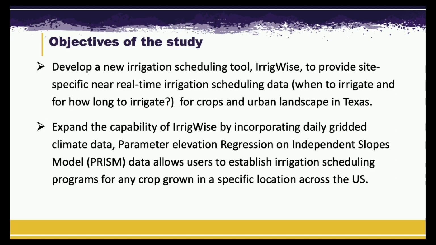As I already mentioned, this irrigation tool is based on observed weather data, and this Irrigation Prism one is based on gridded climate data. Gridded climate data, this Parameter-elevation Regressions on Independent Slopes Model, PRISM data, is a 4 kilometer by 4 kilometer grid, or 800 meter by 800 meter grid. By using that gridded climate data, we just modified this application, just changing the weather data.